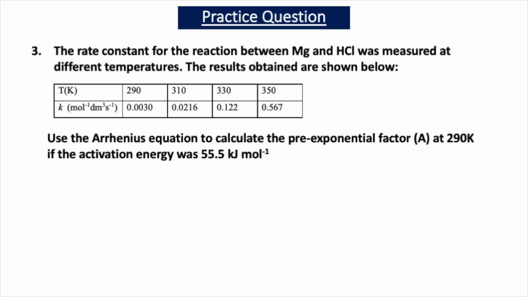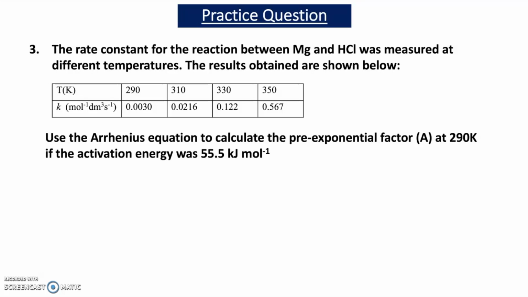So here's our final practice question. Read through the question, pause the video, have a go at it, and then we'll go for the answer. Now in this question you're given a table and it shows how the rate constant varies at different temperatures, and it's asking you to use the Arrhenius equation to calculate the pre-exponential factor A at 290 Kelvin if the activation energy was 55.5 kilojoules per mole.